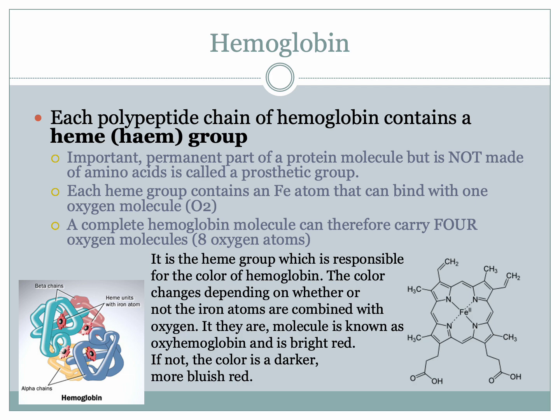It is the heme group which is responsible for the color of hemoglobin. The color changes depending on whether or not the iron atoms are combined with oxygen. If they are, the molecule is known as oxyhemoglobin and is bright red. If they're not, the color is a darker, more bluish red.